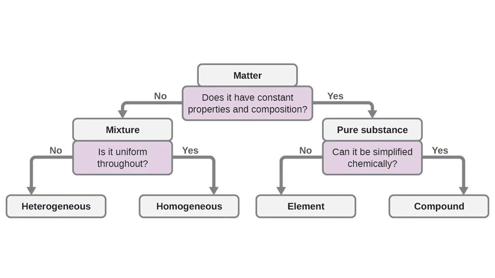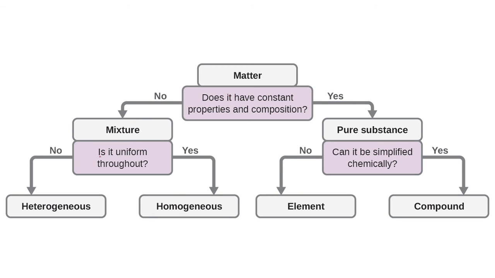Now you might get to a point where you have to identify the different types of matter. Maybe we have to distinguish between a mixture and a pure substance, for example. If we're ever in this type of situation, we really want to follow the flow chart. First question we have to ask ourselves: does it have constant properties and composition? In other words, if I have a sample, do the properties stay the same regardless of the amount I have, and is the percentage composition always the same? If yes, you have a pure substance. If no, you have a mixture.